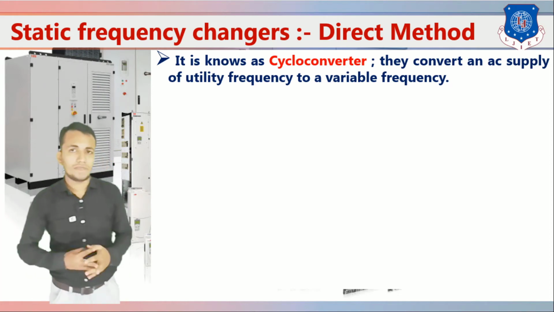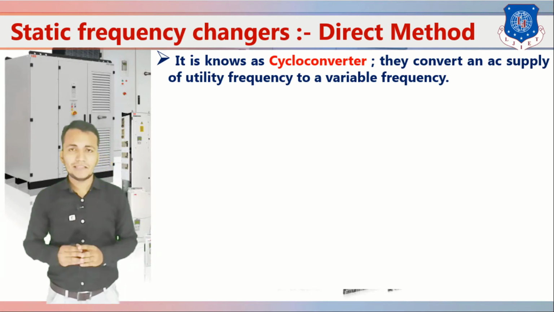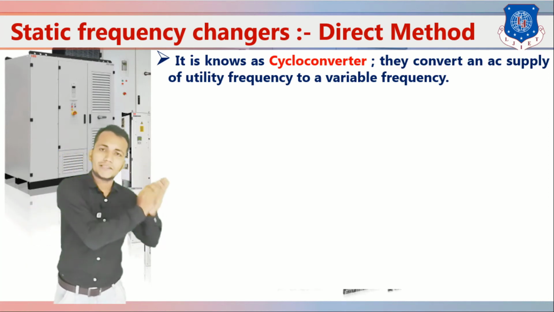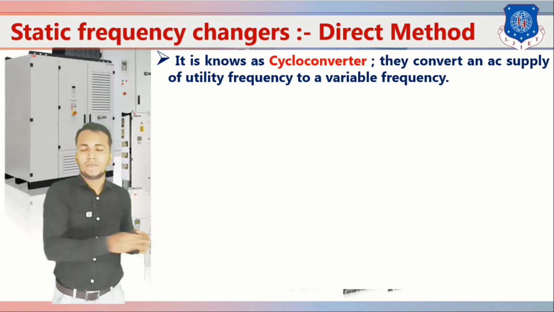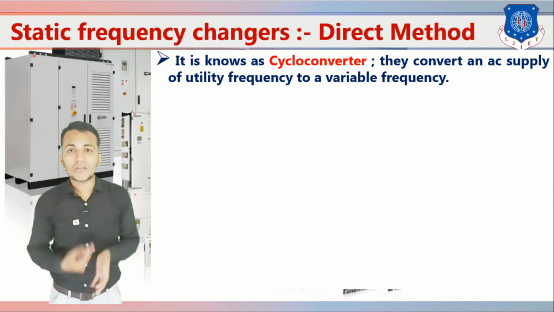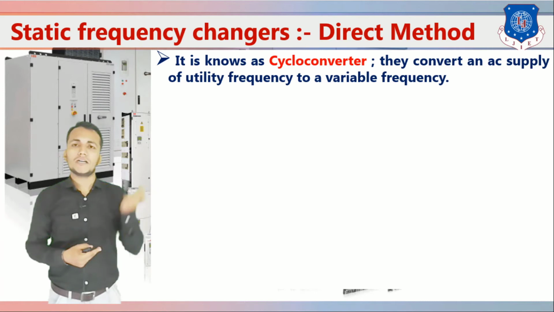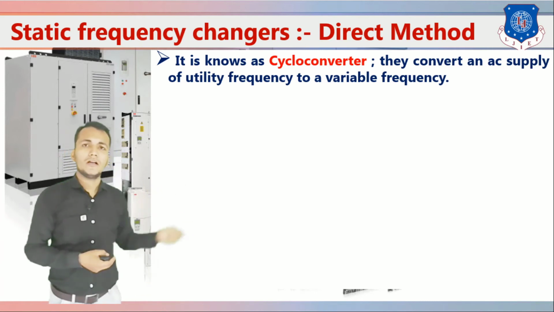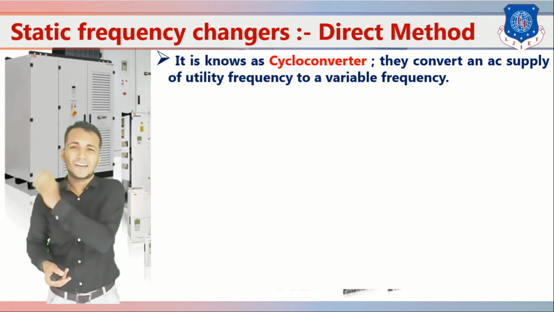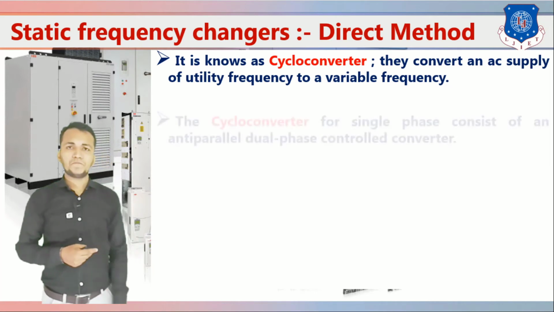So if we have to define the cycloconverter, then a cycloconverter is a device that converts AC supply at one frequency to AC supply at another frequency, okay. Voltage magnitude is the same, but there is a change in frequency. The word cyclo means frequency, so a cycloconverter is a frequency converter, okay. A cycloconverter is a device that converts AC supply at one frequency to AC supply at another frequency, okay.